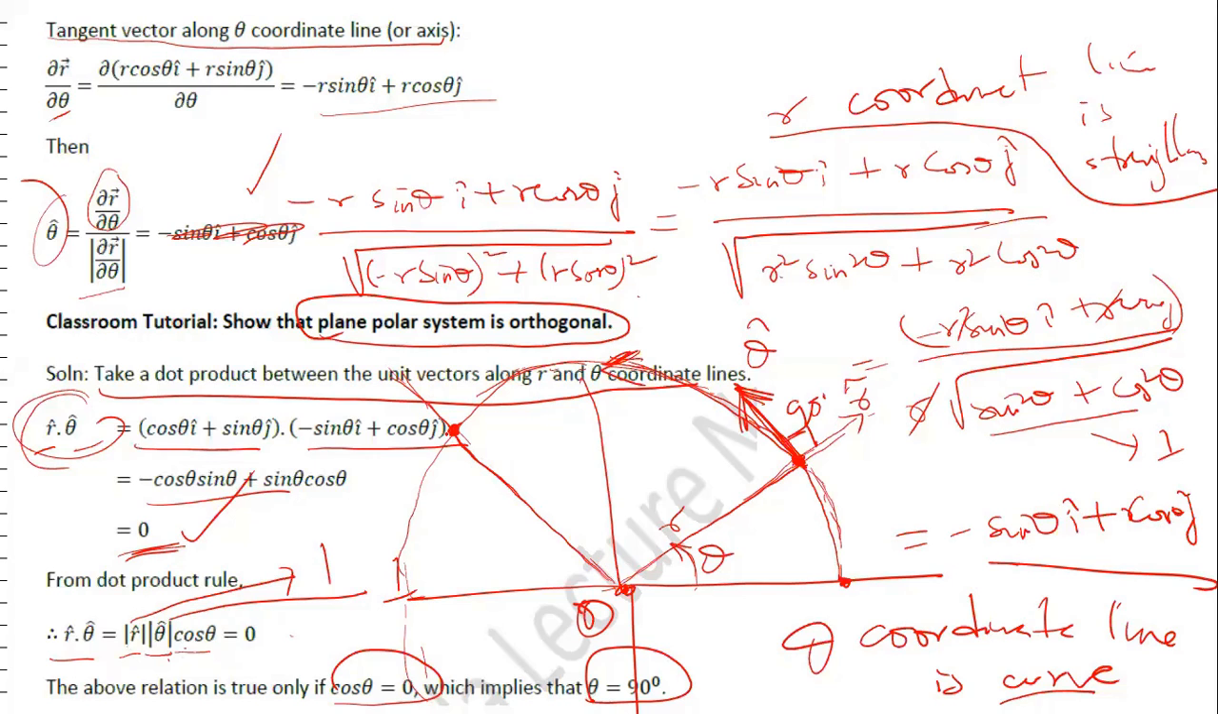If you take a tangent to this r coordinate axis, then divide the tangent with the magnitude, then you will get your unit vector r cap here. Okay. Unit vector r cap like this.